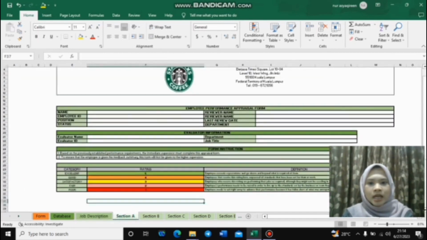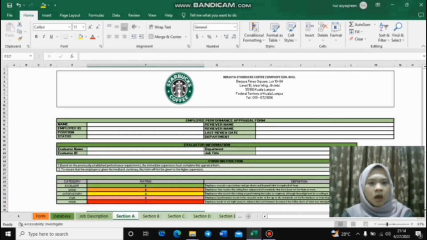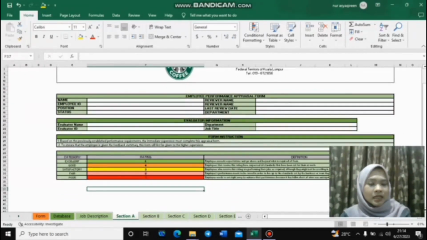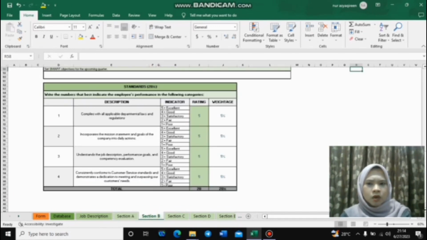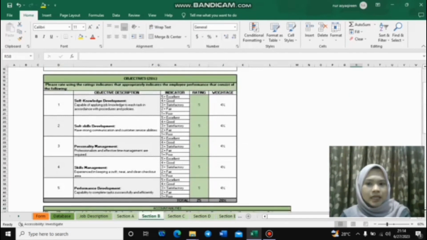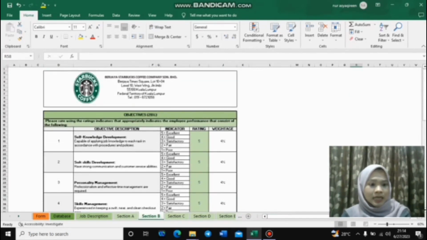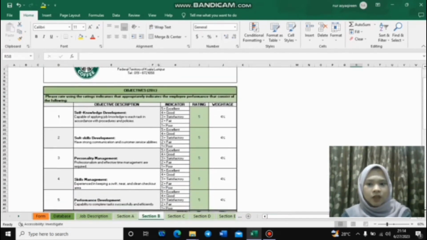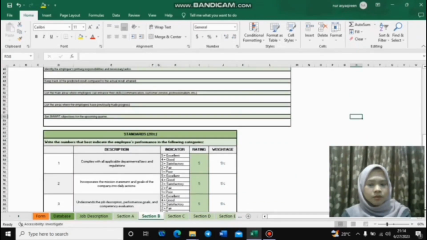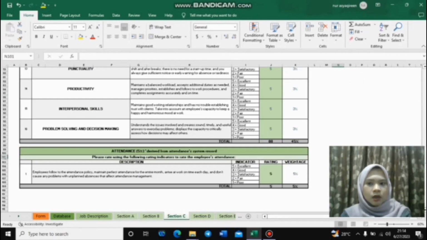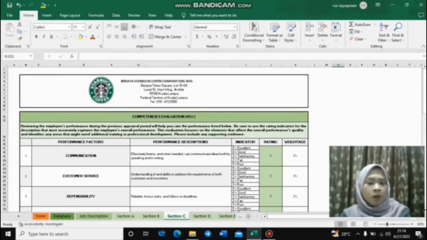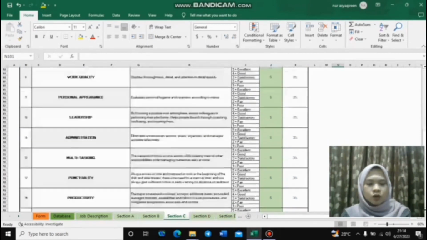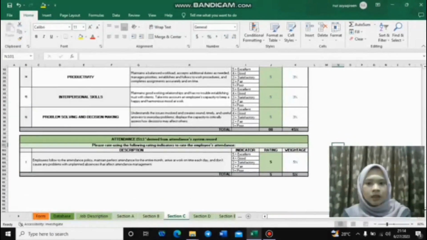Next is section A. Section A is the employee performance appraisal form that the manager needs to use to evaluate their employee. Section B is also the accountabilities. We also have the objective for this company, which is Starbucks Coffee, and also the standards. For section C, we have the competency evaluation, and under here we also have the attendance for the employee.